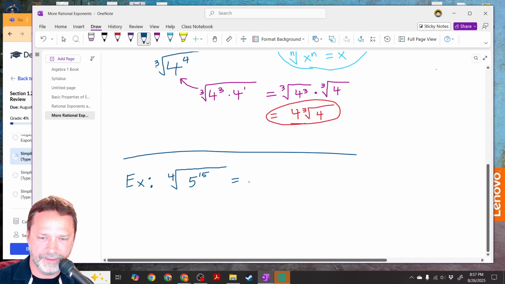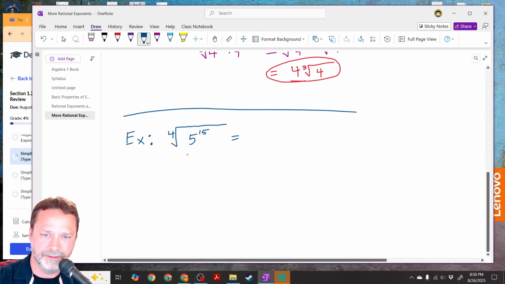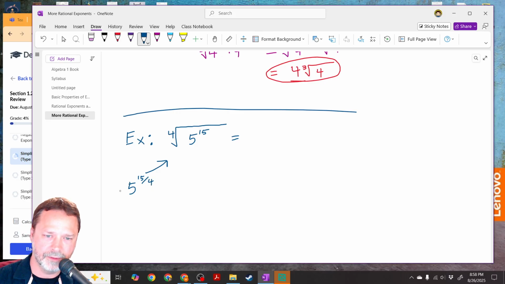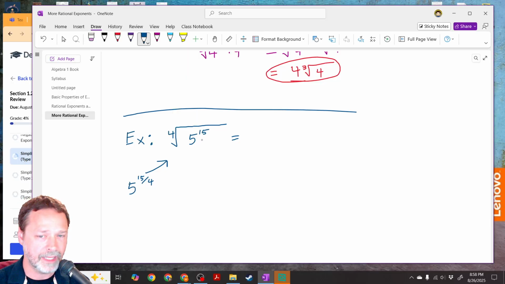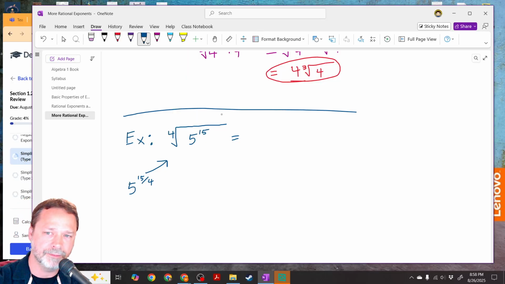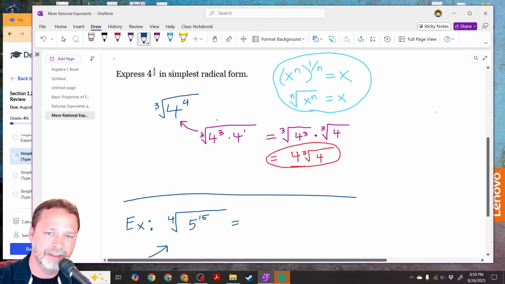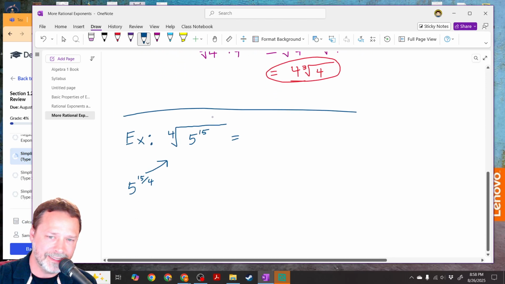Let's say for this guy, on this one we would have started off with 5 to the 15th over 4. Okay, so we started with that. First thing I'm going to do is rewrite it as a root. Now I need to reduce the root. How do we reduce the root? That's what these problems are about. Simplify this in simplest radical form, which means I need everything out of the root as I can.